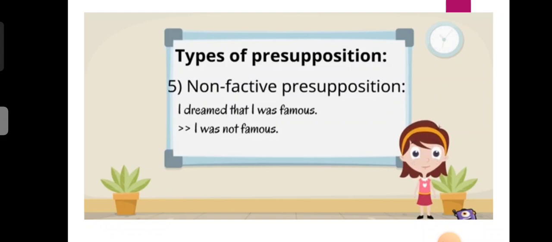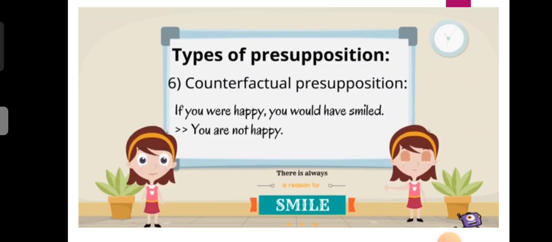The last type of presupposition is called counterfactual presupposition. That means what is presupposed is contrary to facts. For example, if you were very happy, you would have smiled. However, at the time of utterance, this is not true. So you are not happy.